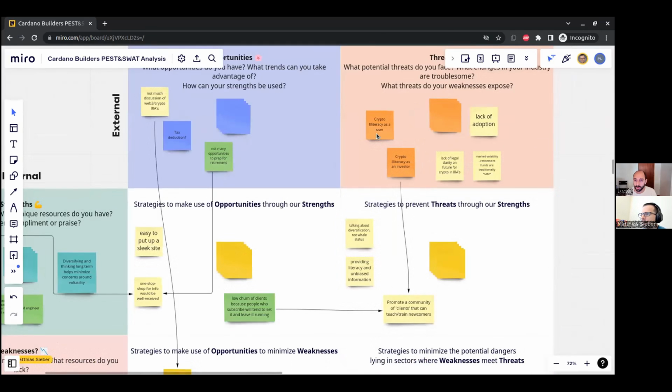That makes sense. I wonder if we should also point an error from education to promote a community of clients that can teach, training newcomers.